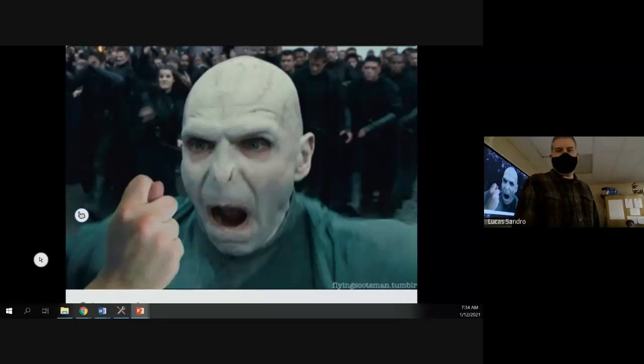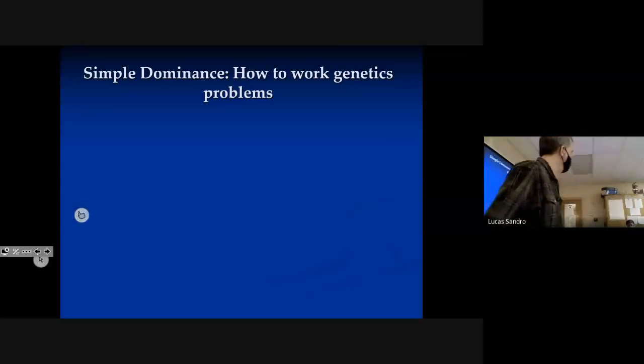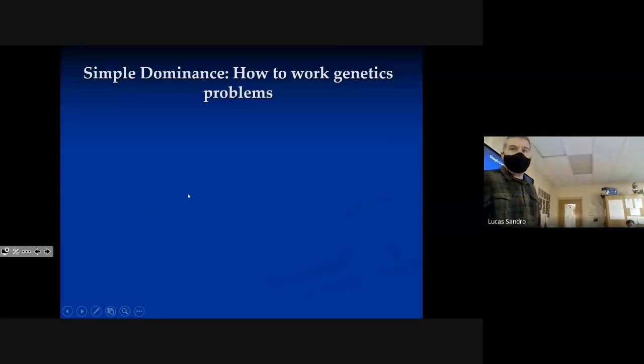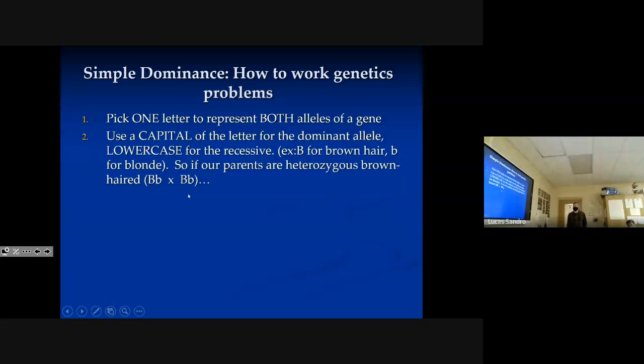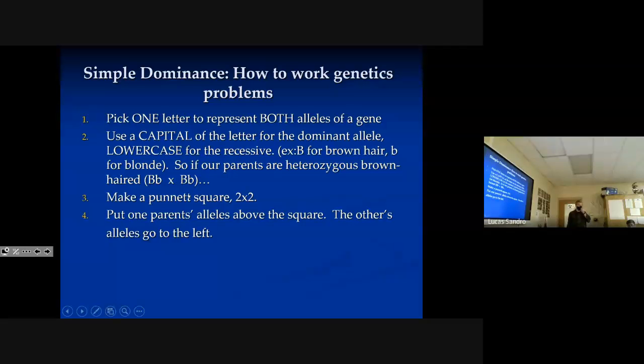Okay, so quick review. When we work genetics problems, as you have successfully done a couple of times now, you know the rules. You pick a letter, uppercase is dominant, lowercase is recessive. You try to pick one that looks different, upper and lowercase. You make your Punnett square. You put one parent's alleles above, the other to the left.